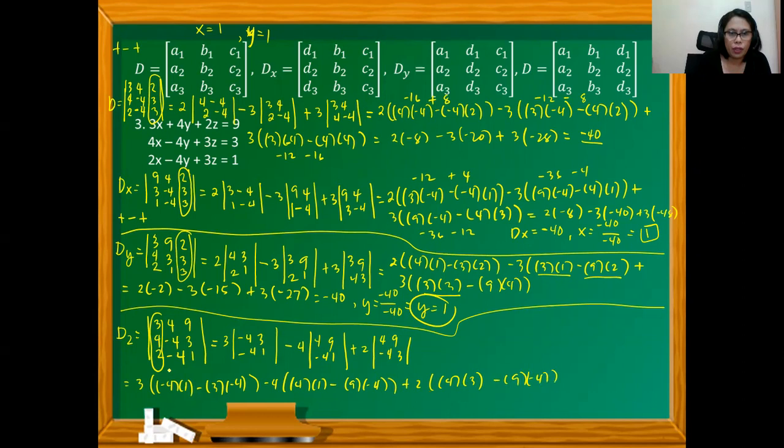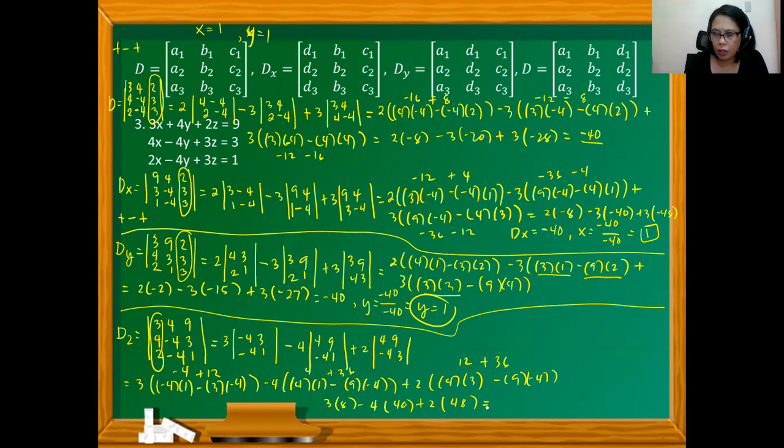So this is negative 4 plus 12. So we have 3 times 8 minus 4. So this is 4 plus 36. So times 40. And then plus 2 times. So this is 12 plus 36. So this is 48.